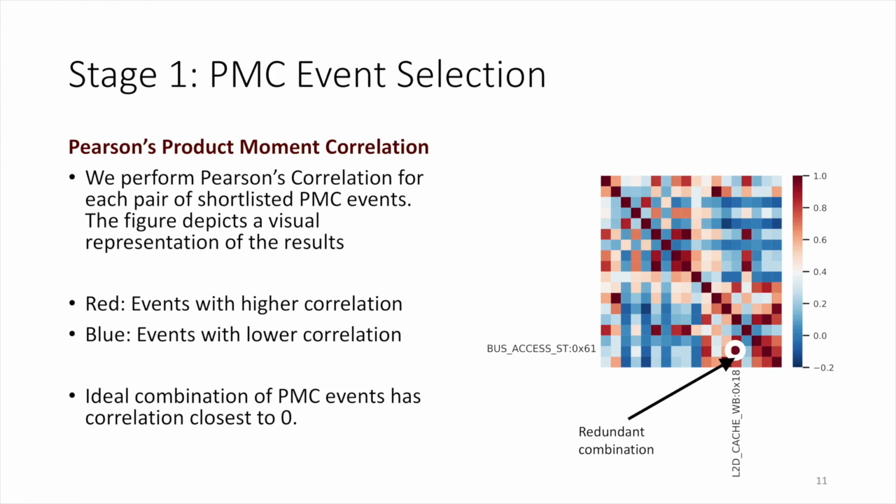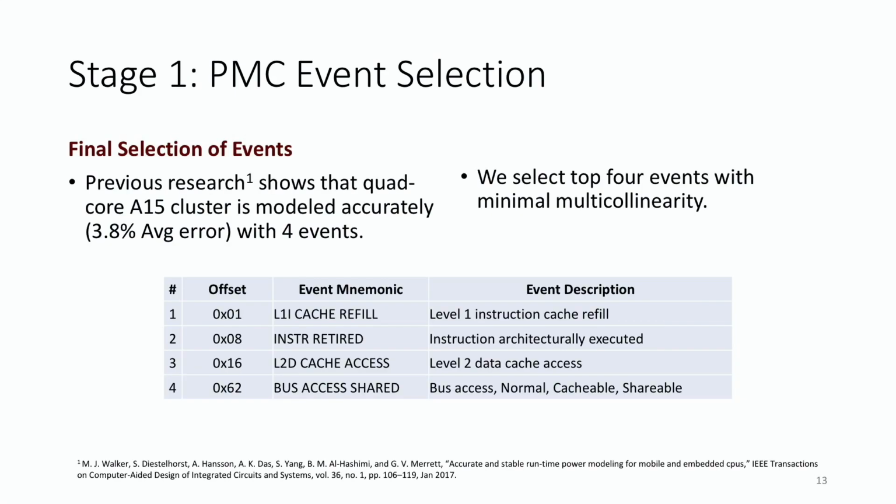In contrast, L1I cache accesses and L2D cache writebacks are a good combination of events since they record nearly mutually exclusive information. Previous research has shown that the quad-core Cortex-A15 cluster can be modeled effectively by using 4 events. Therefore, we select the top 4 events with minimal correlation to each other.